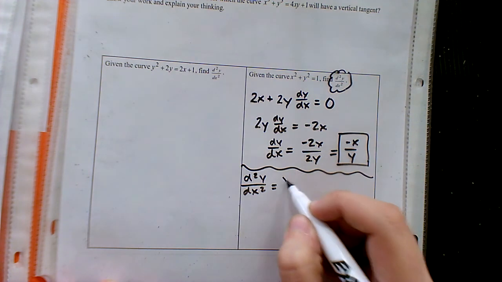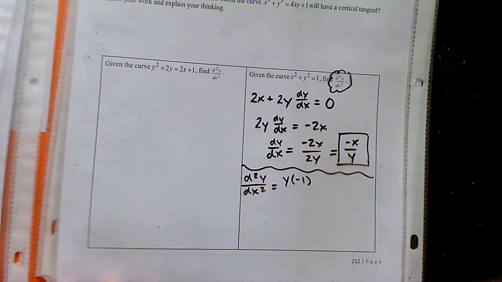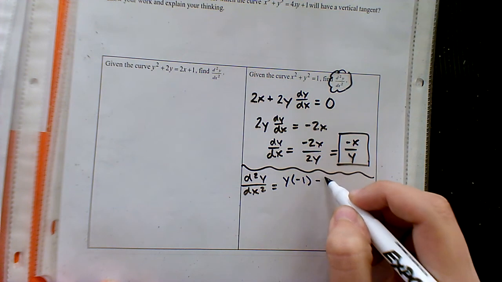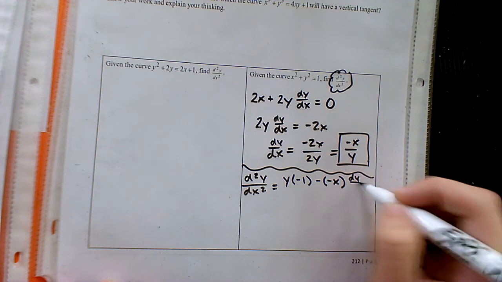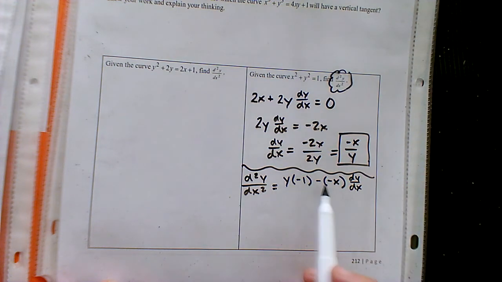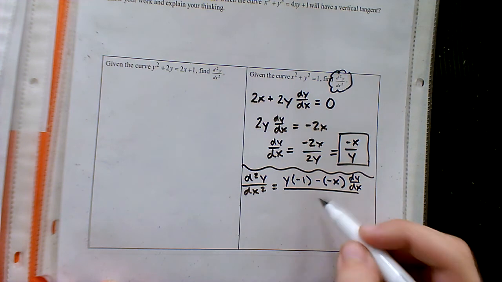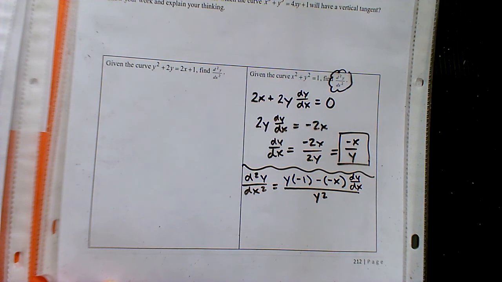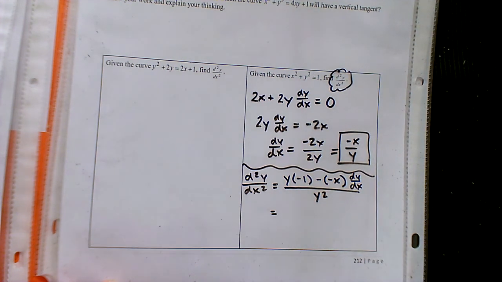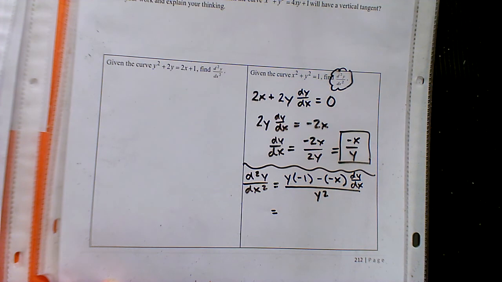So quotient rule, we need low d high minus high d low, derivative of y. What can we write? dy over dx. Good. Okay. Low d high minus high d low. Square the bottom, and we're good to go. So this is a good derivative. Okay, we found the second derivative in this case, but we're going to try to clean it up just like we normally do for any other derivative.